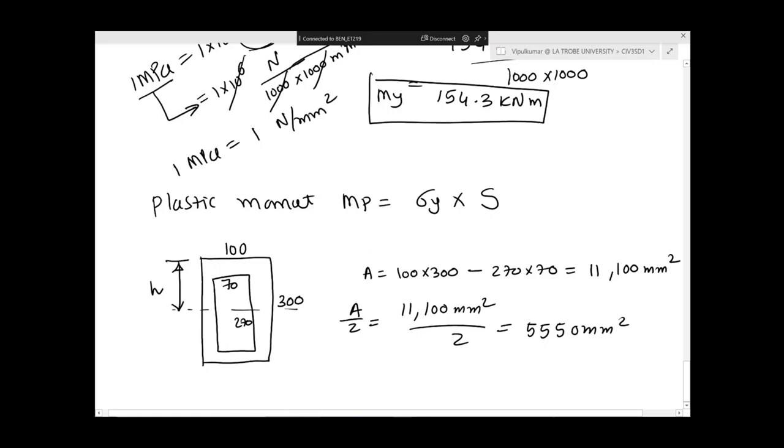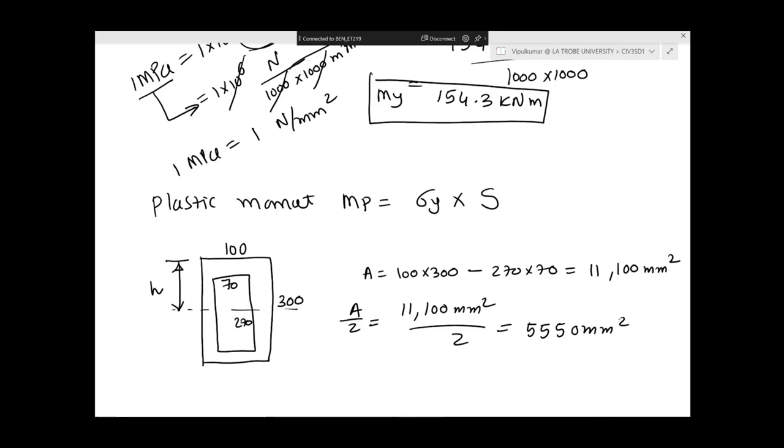Do you understand this? The half area at the top and bottom would be 5550 millimeter square. So we need to draw the line where the top one is 5550 millimeter square and the bottom one is 5550 millimeter square. Okay, that's the goal, right?